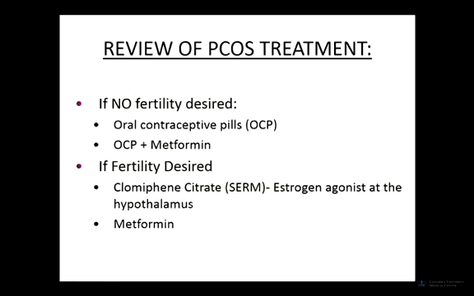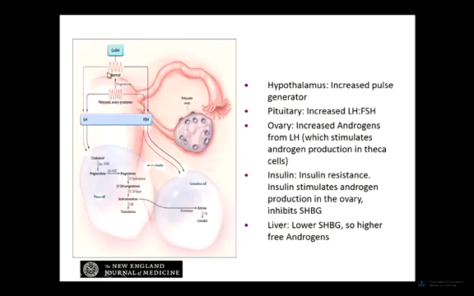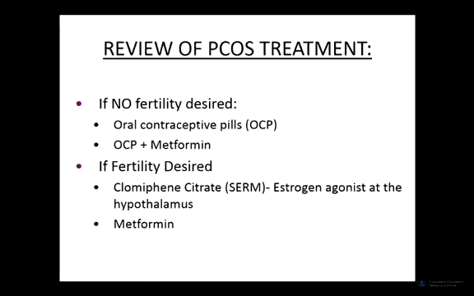If fertility is desired, then we can use a selective estrogen receptor modulator, and in this case it's clomiphene citrate. What it does is it works as an agonist at the hypothalamus. And as we stated in this slide, one of the problems is the GnRH pulse generator is abnormal. So if you use Clomid, you can normalize that and then have a normal LH to FSH ratio. And then you can also use metformin if fertility is desired, because when you improve the insulin resistance, you decrease androgens, and many women can menstruate normally just with metformin.